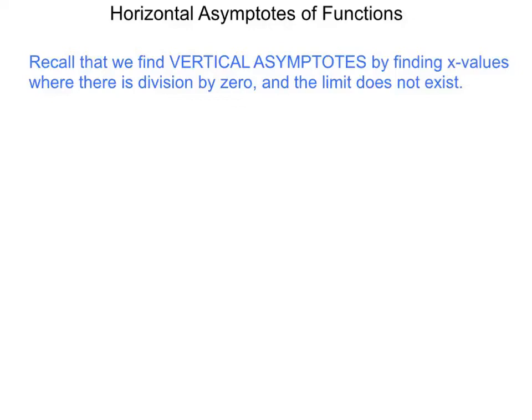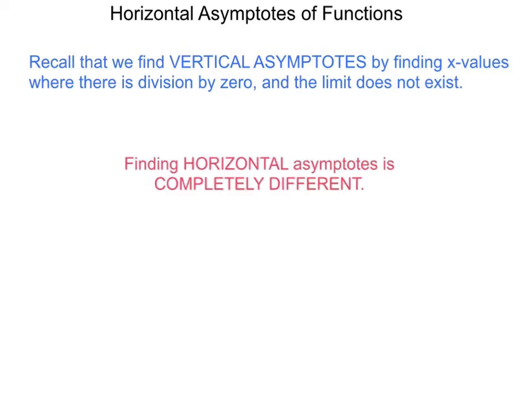So in this lesson, I want to talk to you about how to find horizontal asymptotes of functions. Before I get into that, I want you to recall that the way we find vertical asymptotes is by finding the x values where there's division by zero and where the limit doesn't exist. Most people have this mental idea that you find vertical asymptotes by setting the denominator equal to zero. In one of our previous lessons, we cleaned that up a little more and said, find where there's division by zero, but also look at where the limit doesn't exist, right?